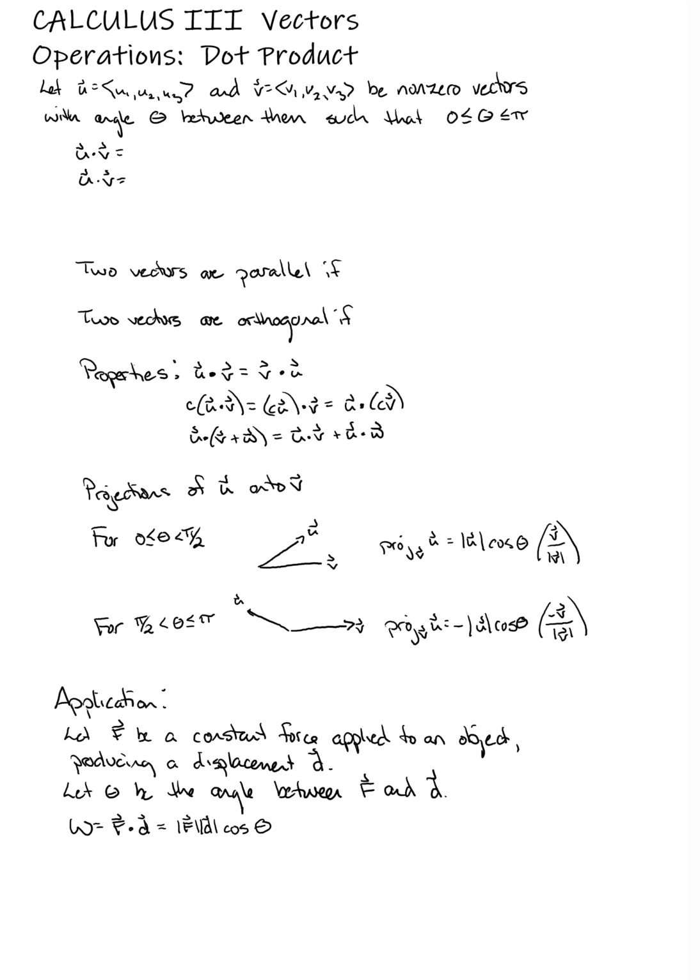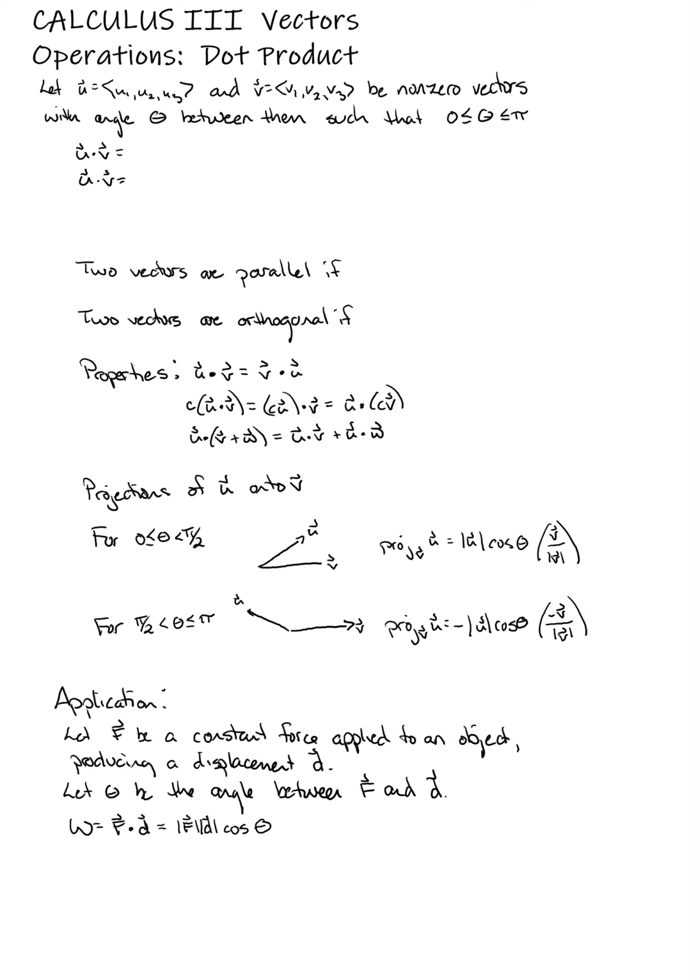So suppose we have two vectors, u and v, and they're non-zero vectors, and the angle between them we'll call theta, where theta is anything between 0 and pi, inclusive of those two. The dot product, u dot v, has two definitions.